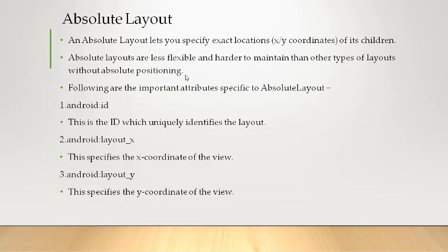If the coordinates are not proper, there may be a chance of overlapping controls. Therefore it is very hard to maintain. Why? Because we have to specify the exact location of the control. These are the attributes of the absolute layout. android:id is common for all the layouts. android:layout_x is used to specify the X coordinate value. android:layout_y is used to specify the Y coordinate of the view.